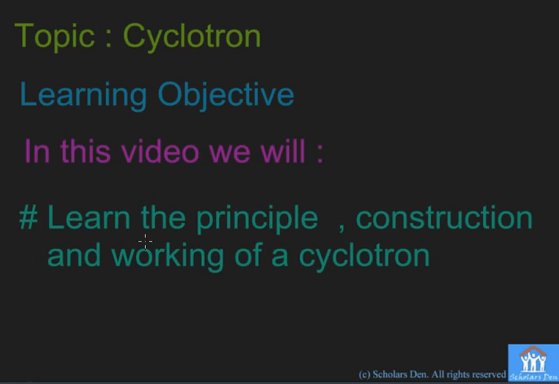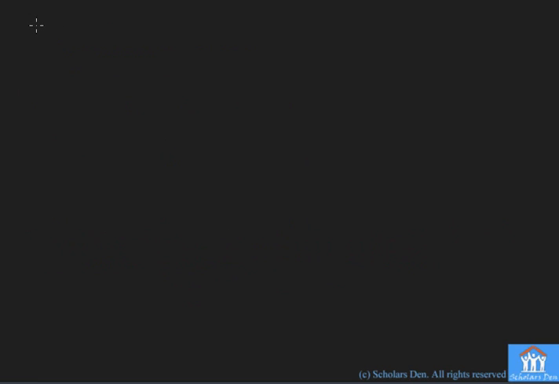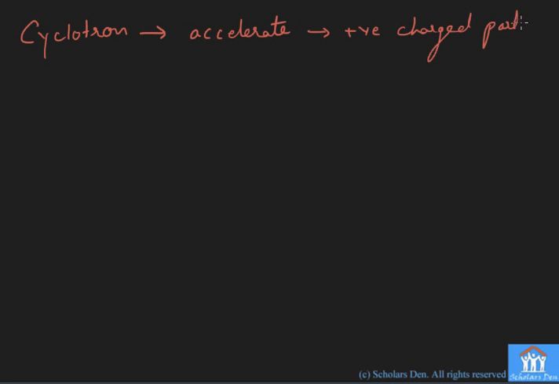In this video, we will learn the principle, construction, and working of a cyclotron. Now, what is a cyclotron? A cyclotron is a device which is used to accelerate positive charged particles. It is a device which accelerates positively charged particles like protons and alpha particles to a very high energy.